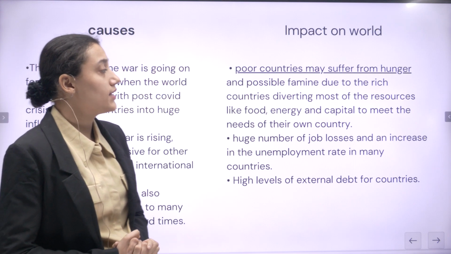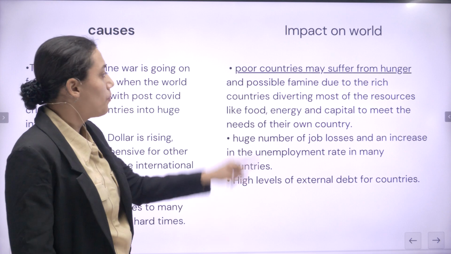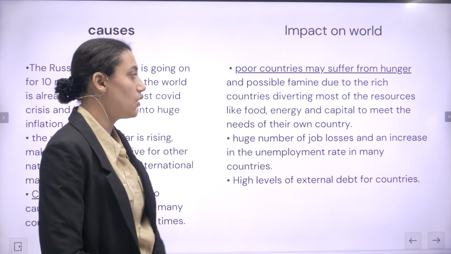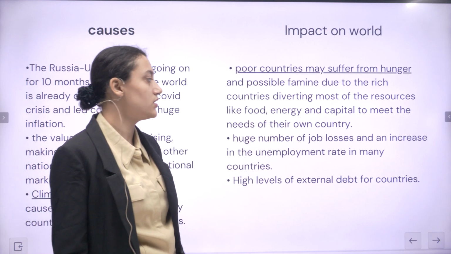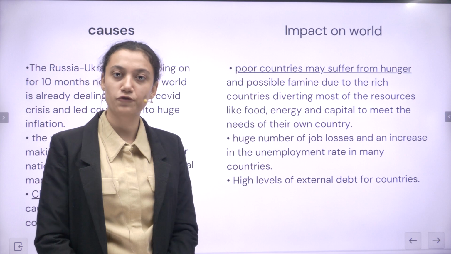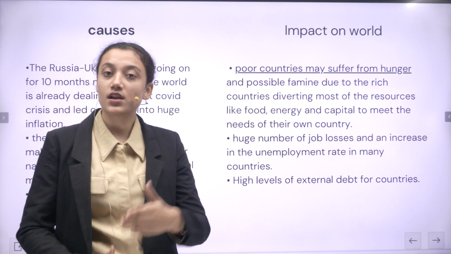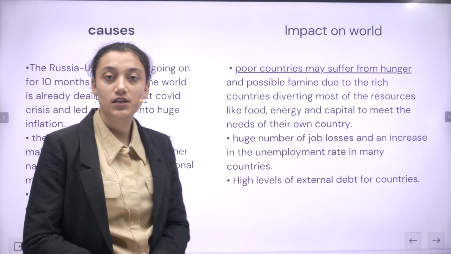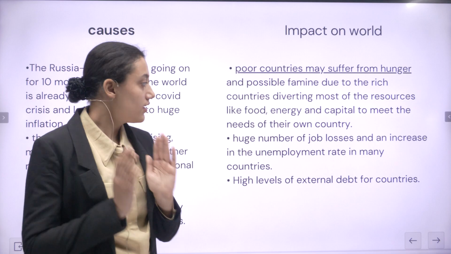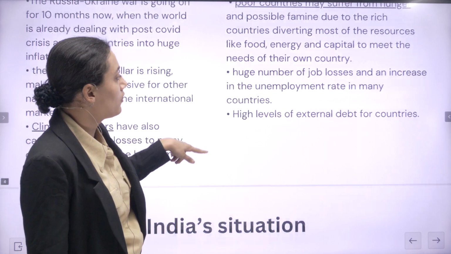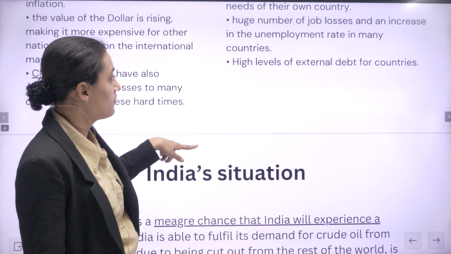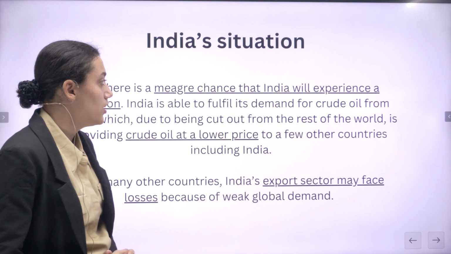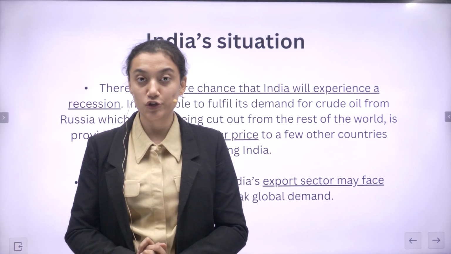Now, what is the impact on the world? Poor countries are suffering from hunger and possible famine due to rich countries diverting most of their resources like food, energy and capital to meet the needs of their own country. Of course, if the condition even in the developed countries is not good, they won't be exporting, but will use all the resources to meet the requirements of their nation's people. There are also huge job losses and an increase in the unemployment rate in many countries, and high levels of external debt. So this is the world crisis and the world condition that we talked about.